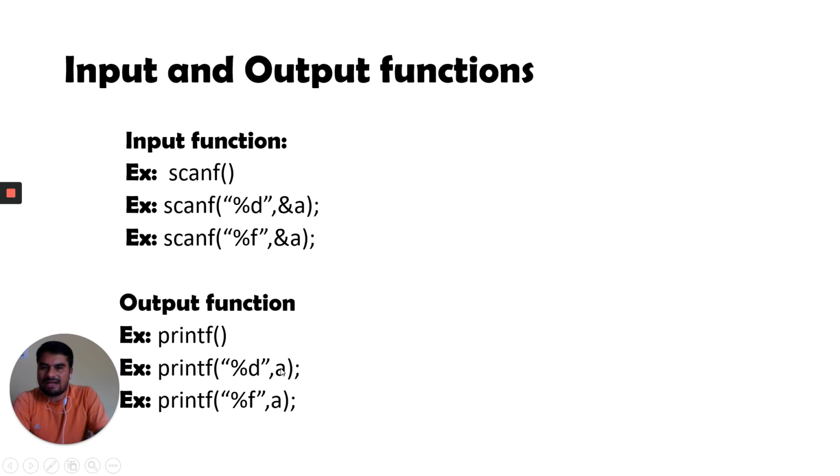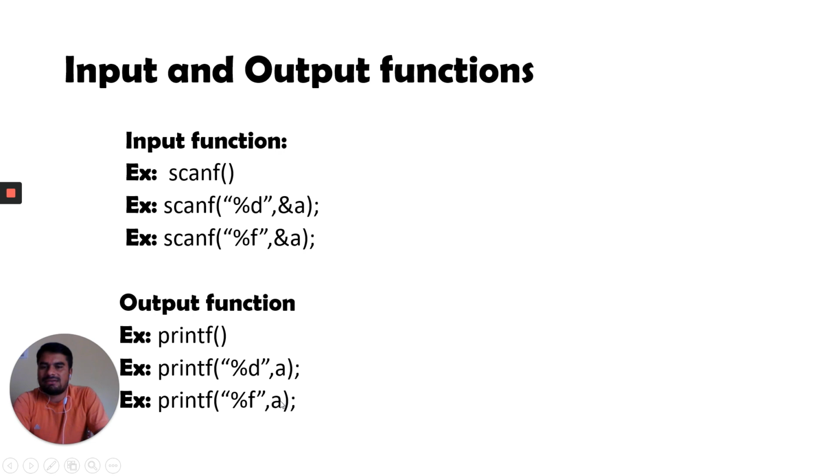Again, we have to give the format specifier. Whenever you are going to input a number, or print a number, you must specify the format: percentage d, the integer format, and where the value is stored, in a variable called A. So we specify percentage d, comma, A. Here, the address operator should not be appended. If you append the address operator, it's going to print the address of A, not the value stored in A. Again, here, printf, percentage f, comma A. Here, we are going to print the decimal point number which is stored in variable A.